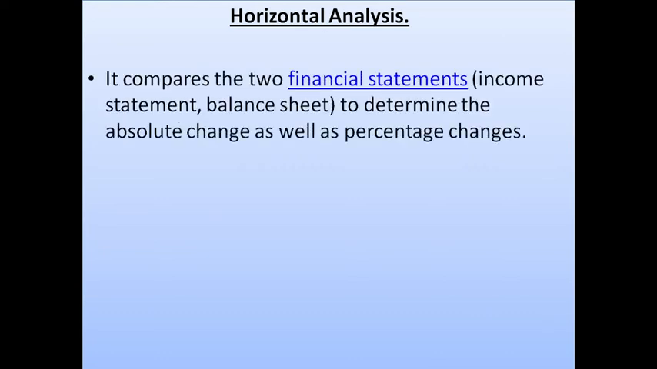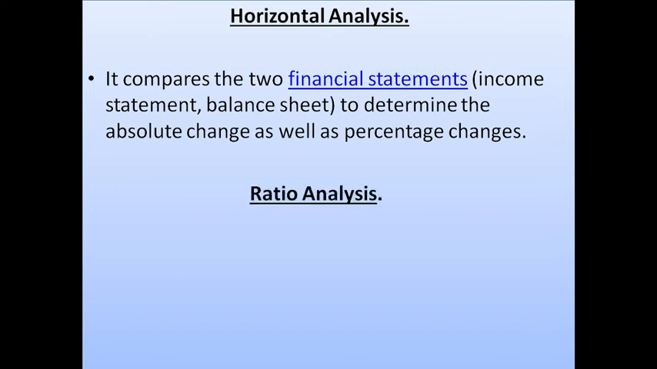Apart from this, let's discuss the horizontal analysis in a bit more detail now. It compares two financial statements, for example the income statement and the balance sheet, which determines the absolute change as well as the percentage change. We'll understand all of this with the help of an example of Colgate Palmolive. I'll be taking all the financial information from the annual reports, and we'll perform the vertical analysis, horizontal analysis and so on. So don't worry about that. This is just the theory part as of now.